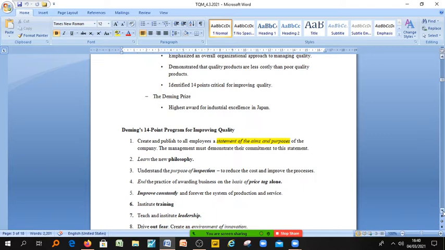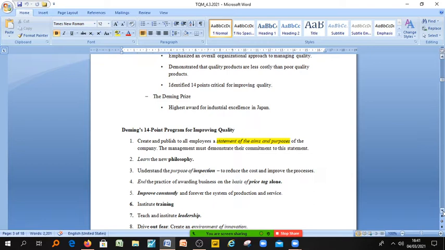And then end the practice of awarding business on the basis of price tag alone. In other words, it should not only be price to determine the quantity demanded, isn't it? But quality should actually be the priority. Because it's one thing to lower the price, but when the quality is low, people will not buy. So he said to end the practice of awarding business on the basis of price tag alone.